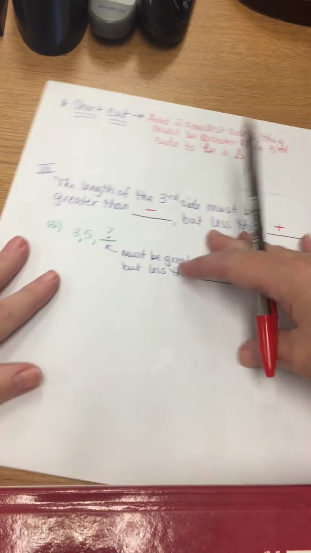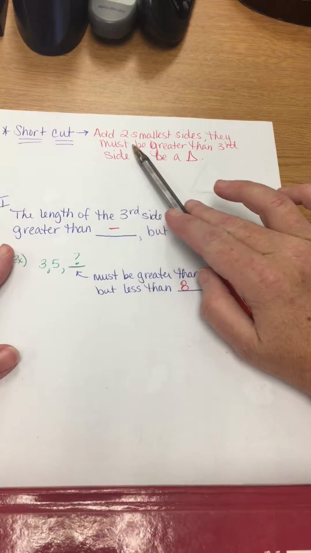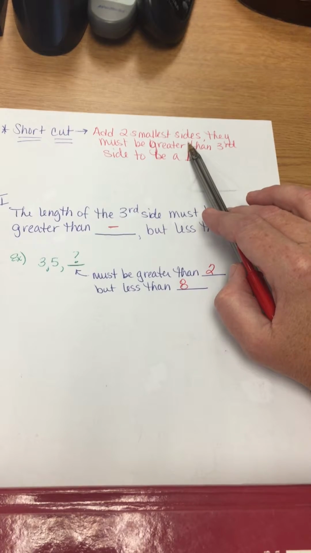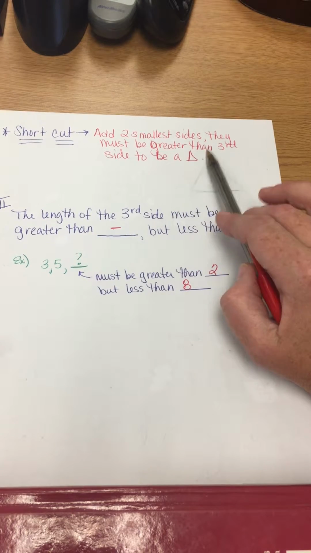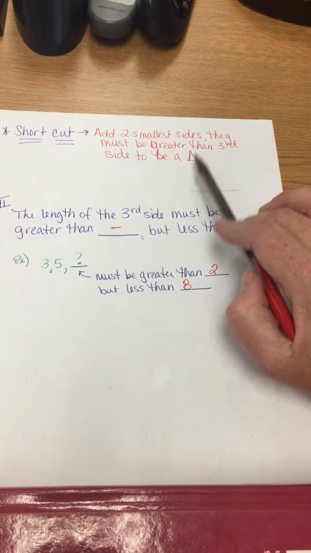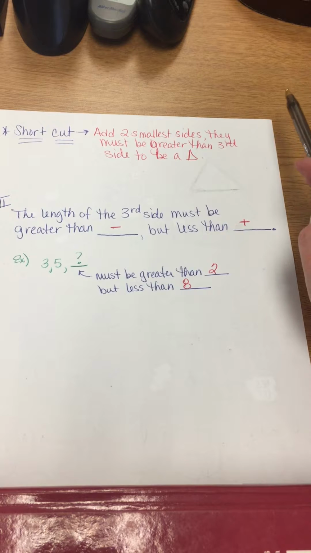If I turn the paper over, the shortcut is, all you have to do is, out of those three sides, pick the two smallest sides. If combined, added together, they're greater than the third, then it's a triangle. You've taken care of all of it. So you can use this shortcut, and I would use it.